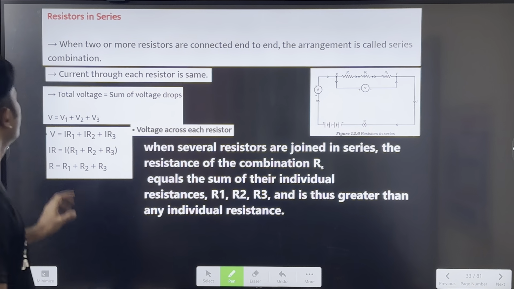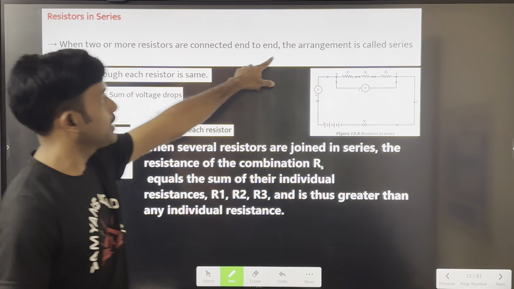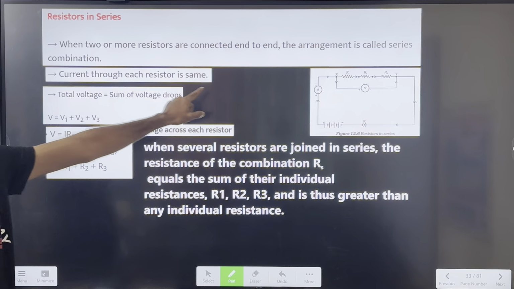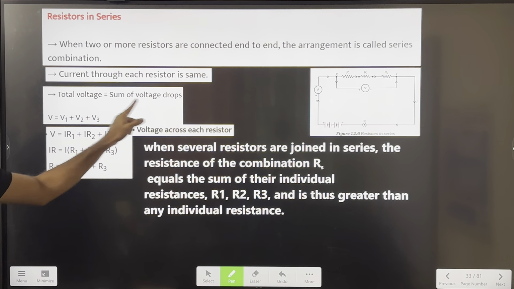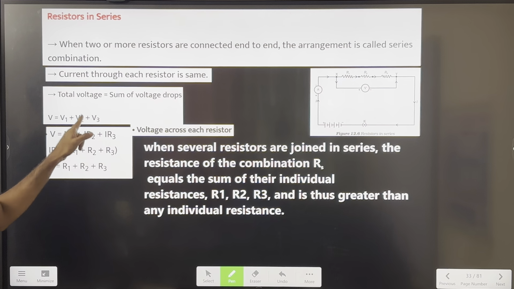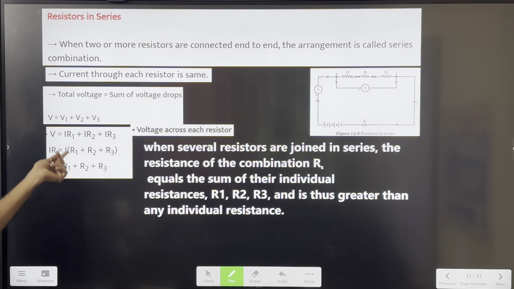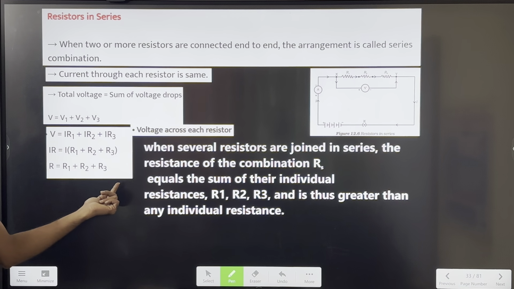Now you see, this is resistors in series. When two or more resistors are connected end to end, the arrangement is called a series connection. So the current through each resistor is how much here? Same. But the total voltage equal to the sum of voltage drops. V equal to V1 plus V2 plus V3. According to Ohm's law, we know that V equal to IR. So V1 equal to IR1, V2 equal to IR2, V3 equal to IR3. When you substitute all this, you will get the final equation here. R equal to R1 plus R2 plus R3.